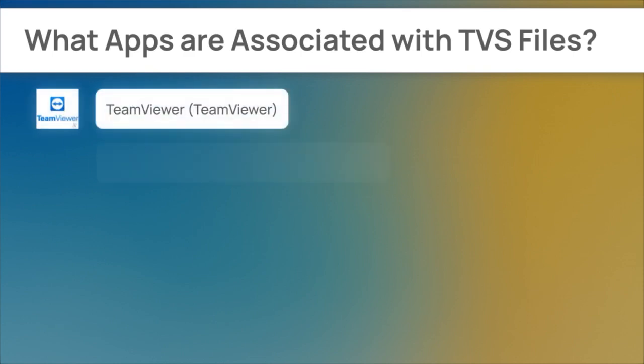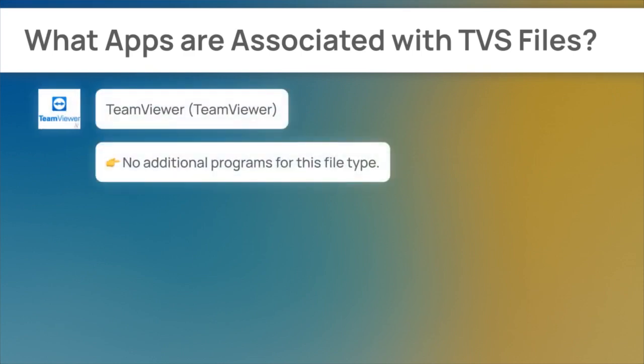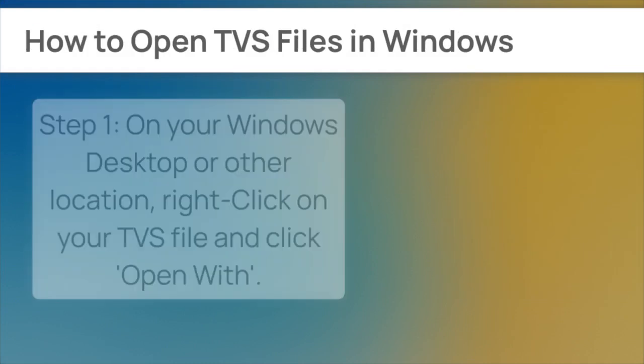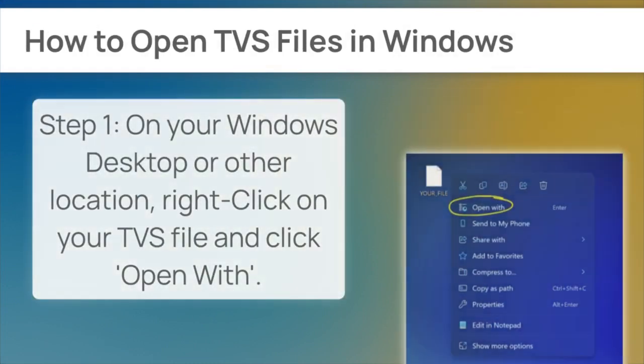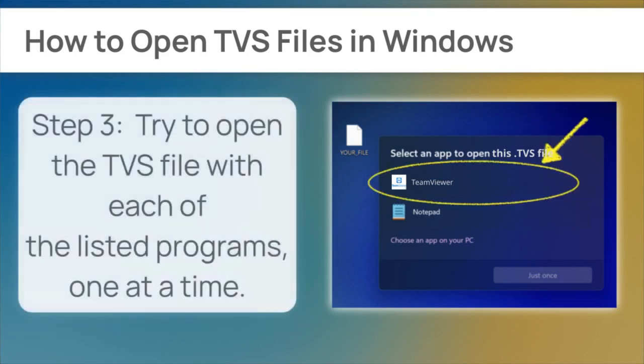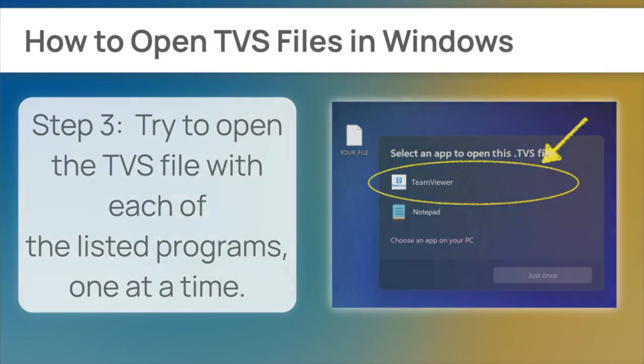The direct link for opening TVS files is established with TeamViewer from TeamViewer. Windows provides a generic icon, but lacks a specific viewer for this format. Windows often recognizes these files, but advanced operations need video editing tools. Open the context menu on the TVS file and choose Open With. Your priority is testing TeamViewer. If it fails or is absent, select another program and test until you get access.